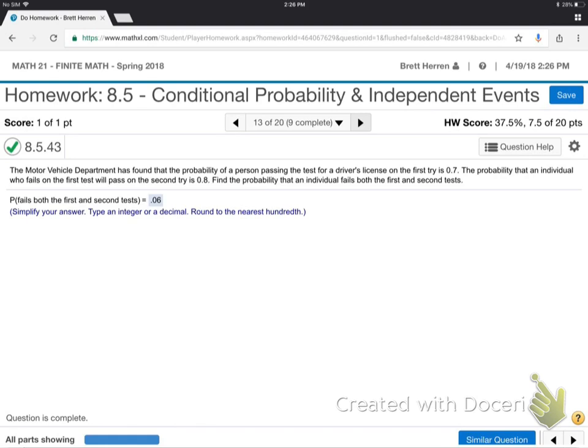All right. The DMV has found that the probability of a person passing the test for a driver's license on the first try is 0.7.